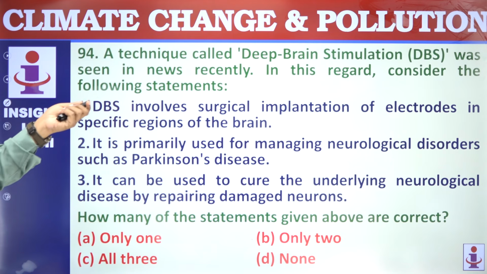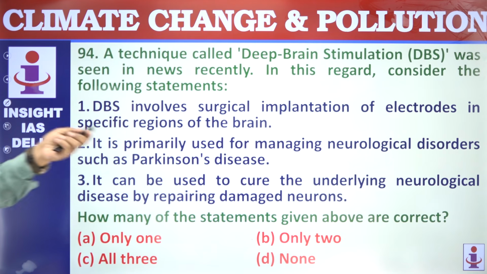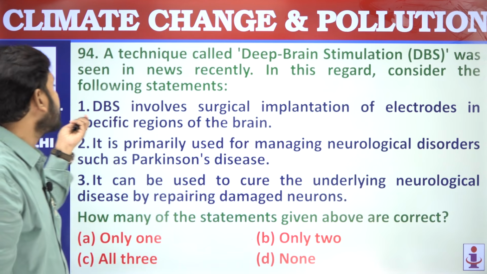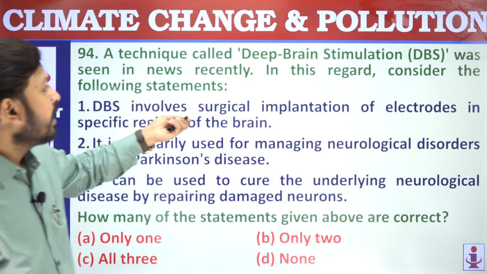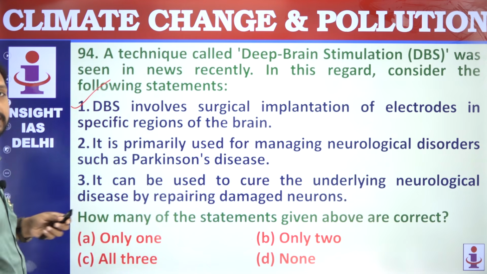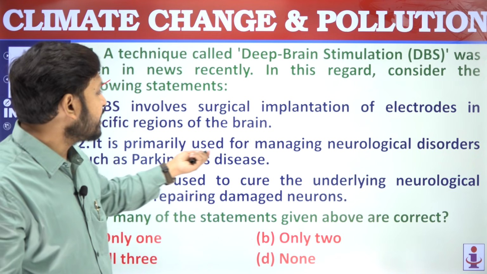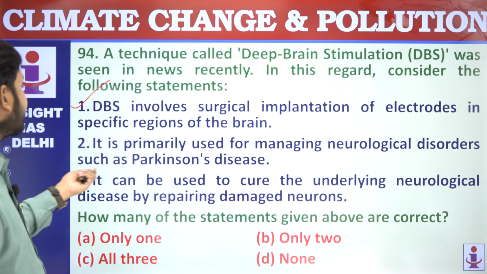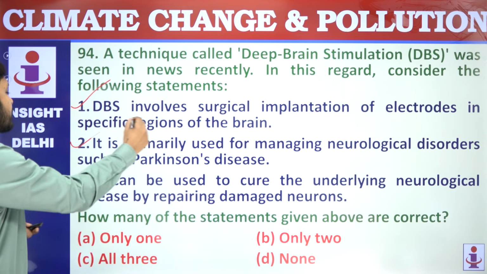Next one. A technique called deep brain stimulation was seen in news recently. In this regard, consider the following statements. DBS involves surgical implantation of electrodes in specific regions of the brain. Yes, this is the right statement. It is primarily used for managing neurological disorders such as Parkinson's disease. Yes, this is also a right statement.